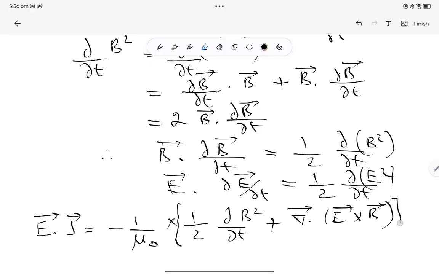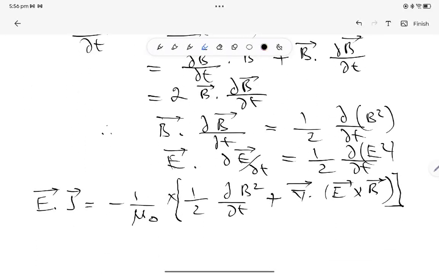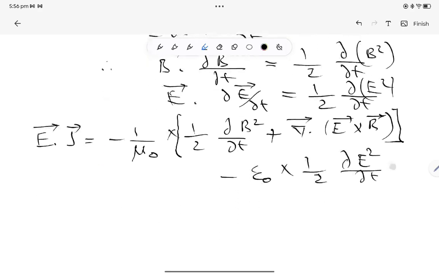Then lastly I have this epsilon naught E dot del E by del T, that is 1 by 2 del of E square by del T. Next, what I do, I group these two terms at one place. I write 1 by 2 common in both of them. Then inside, in fact it is minus 1 by 2, then d by dt.